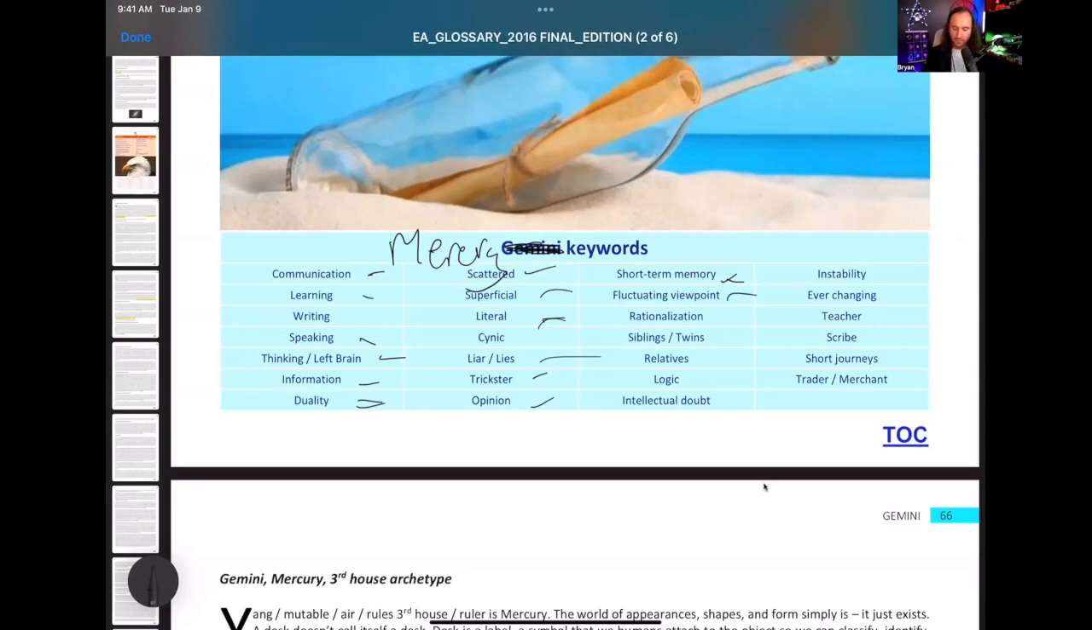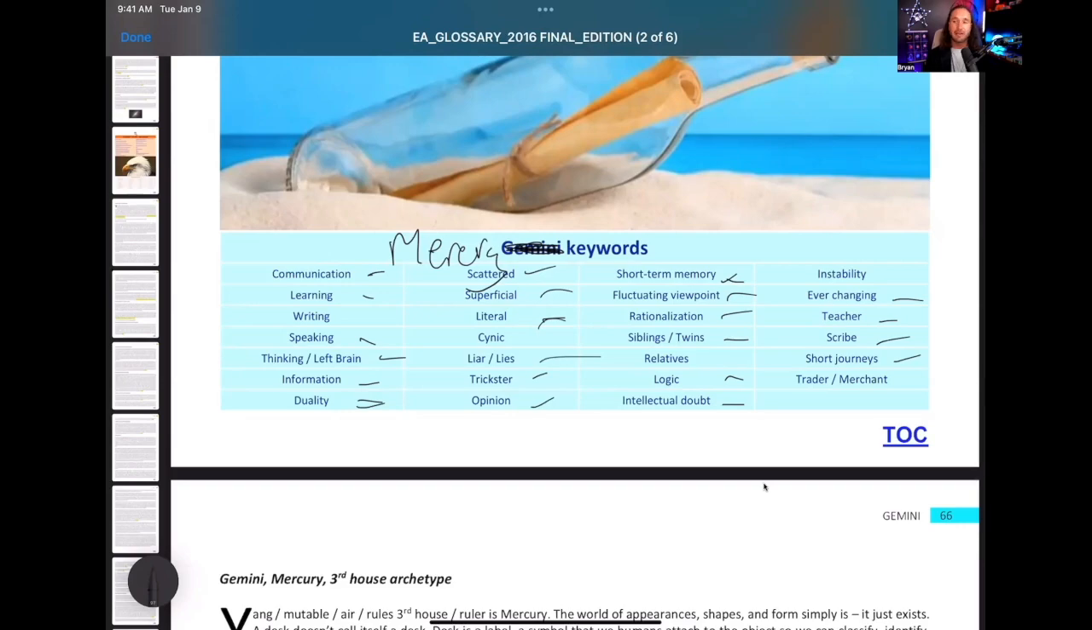Changing of viewpoints, fluctuating viewpoints, rationalization, siblings, twins. Logic is very mercurial. Intellectual, doubting your mind can be very mercurial. Having so many thoughts, like, am I thinking too much? Always changing. Mutable, as we talked about with Mercury. Teacher, scribe, as we talked about with Hermes.